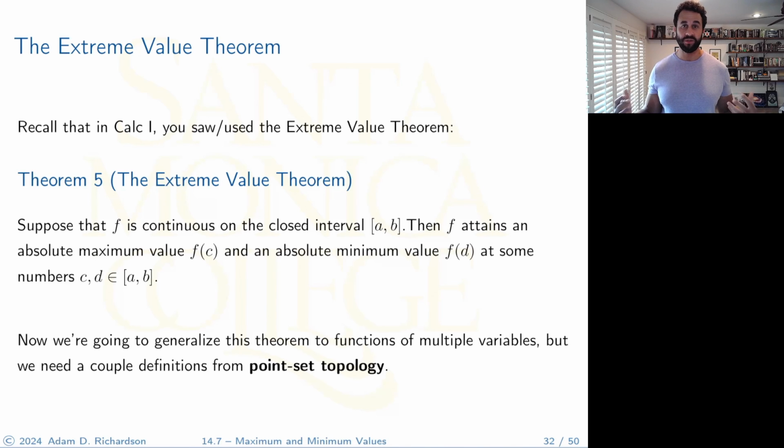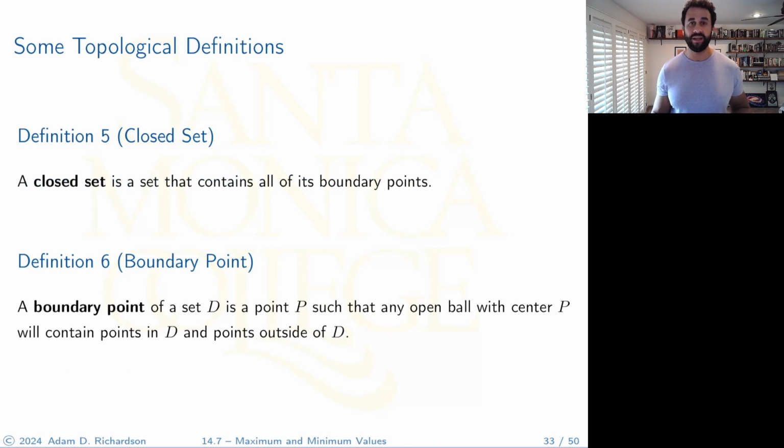Now what we want to do is generalize this theorem to functions of multiple variables, but to do it, we're going to need a couple of basic definitions from point set topology. So here we go. All right, some topological definitions. What is a closed set? When we talk about a closed set, what does that mean?